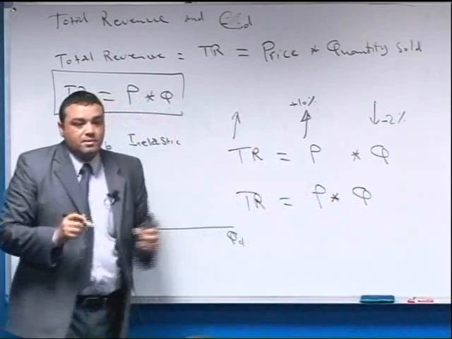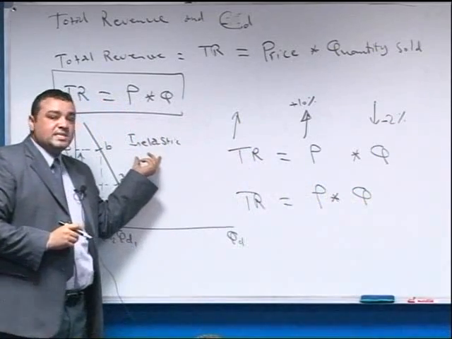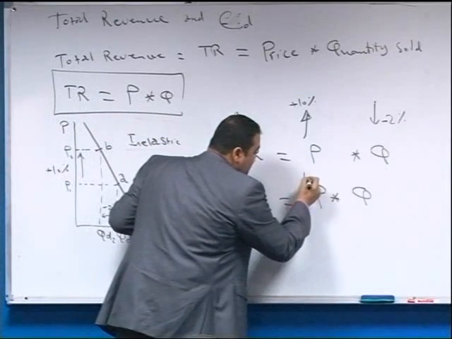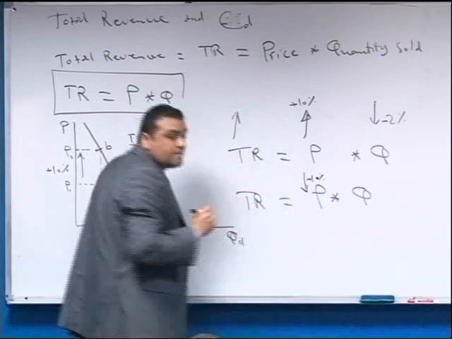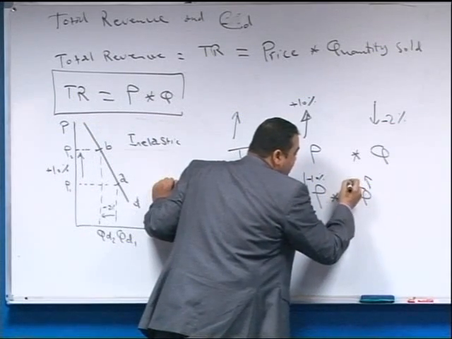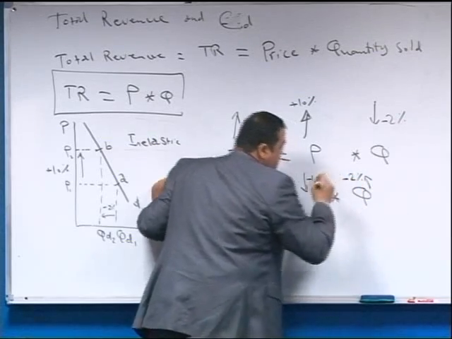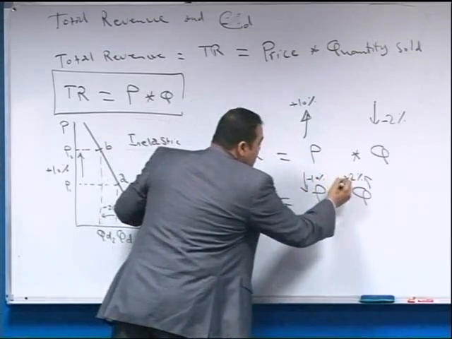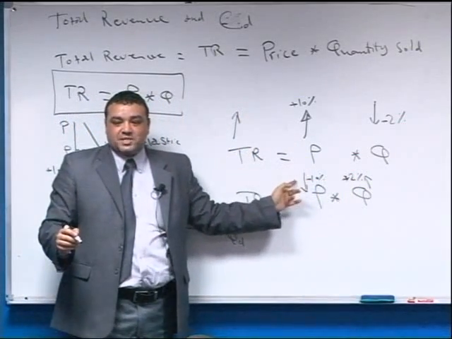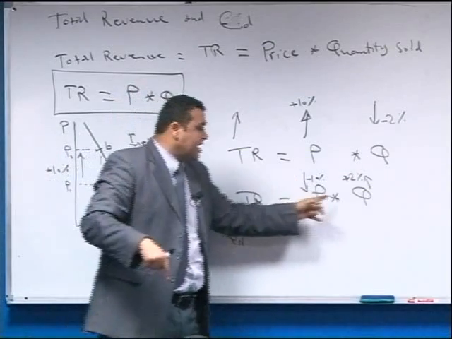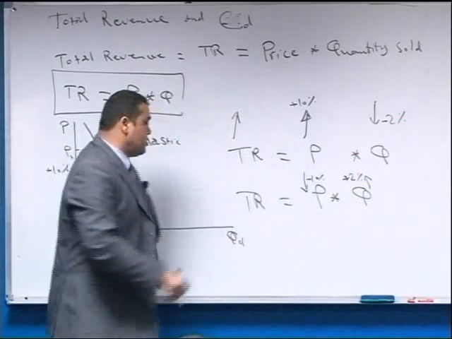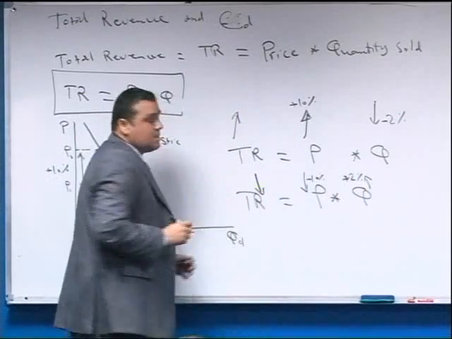If the producer, when demand is inelastic, decreases the prices by 10%, the quantity demanded would increase by a smaller amount, say 2%. In this case, the percentage decrease in the prices is greater than the percentage increase in the quantity demanded, so the total revenue would decline.